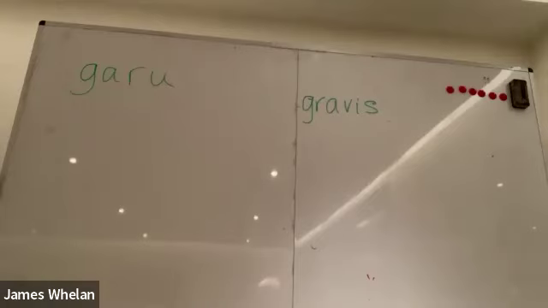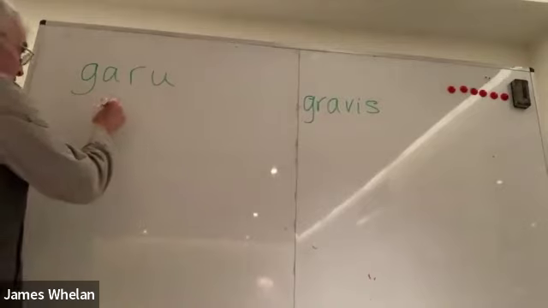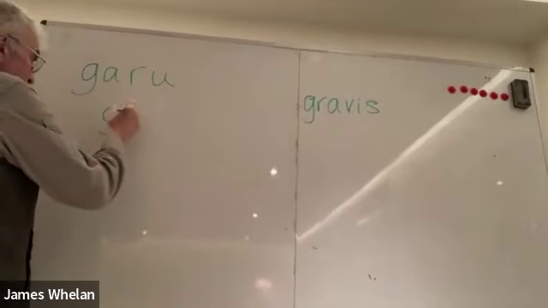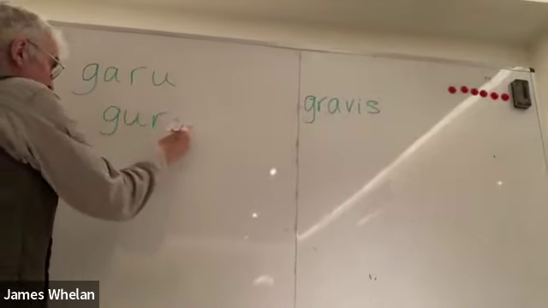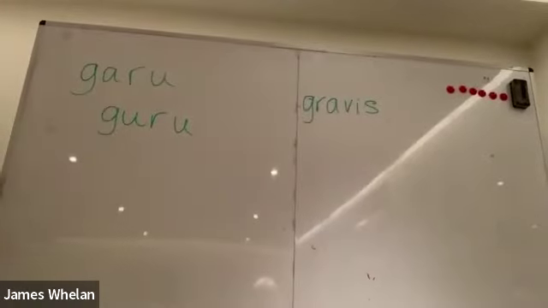As time went on, an alternative form of the word arose, but the a just became an u. So look at guru now. We all know the word guru. It is a variant of garu. It means the heavy or the person to be respected.